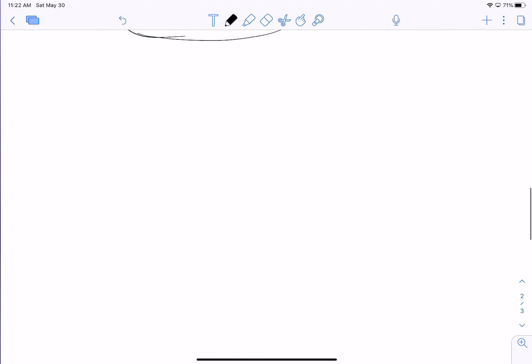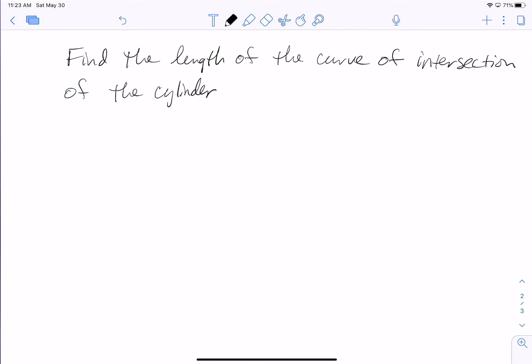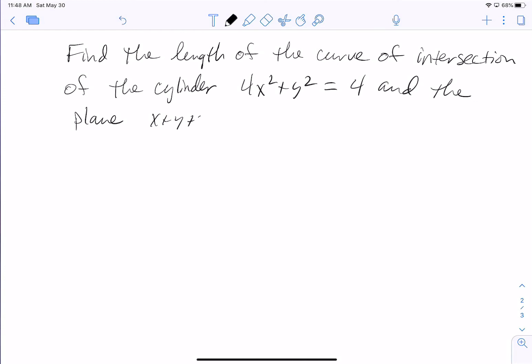Next, we're asked to find the length of a curve of intersection. And it's the curve of intersection of the cylinder 4x squared plus y squared equals 4, and the plane x plus y plus z is equal to 2, accurate to 4 decimal places. In order to use the arc length formula, we will need to parameterize the curve of intersection. I'm going to start with the cylinder equation.